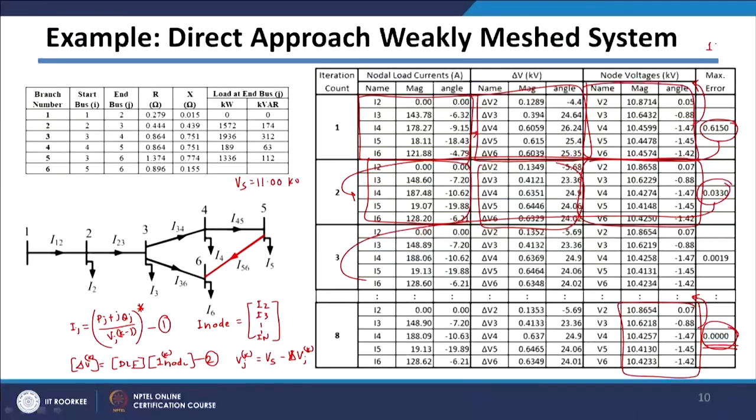In this case we have considered a tolerance value of 1 into 10 raised to minus 5. If you keep a lower tolerance value, it will take more iterations. If you keep a higher tolerance value, it will converge in fewer iterations. So, here for this particular tolerance value, the algorithm has converged in 8 iterations.